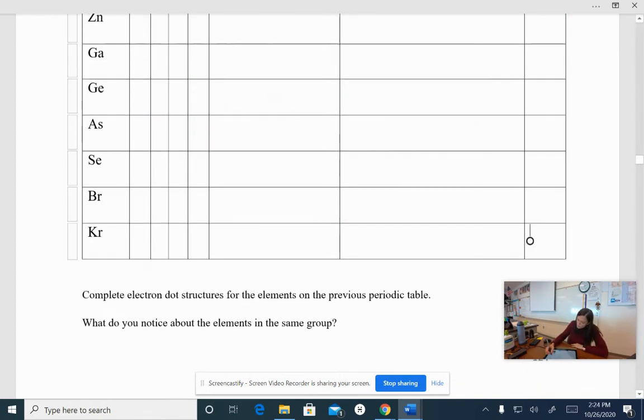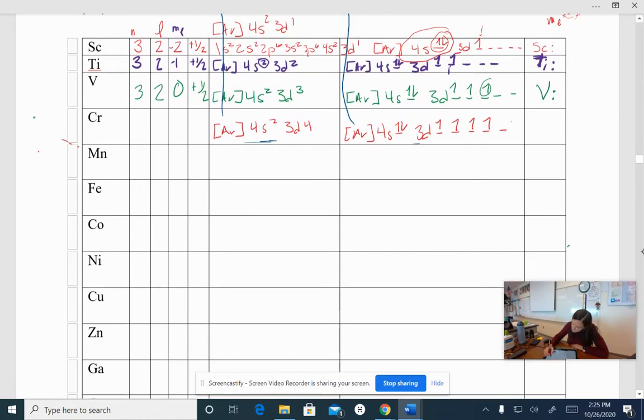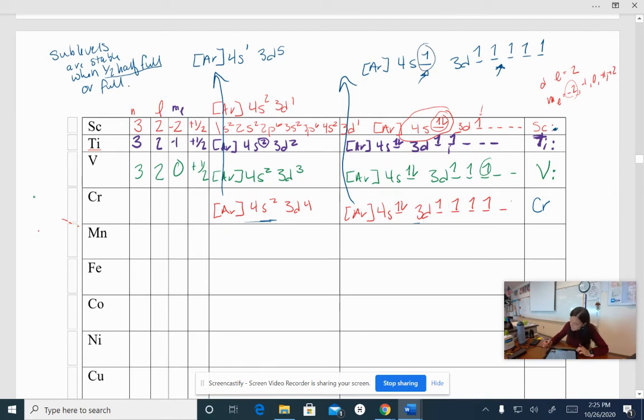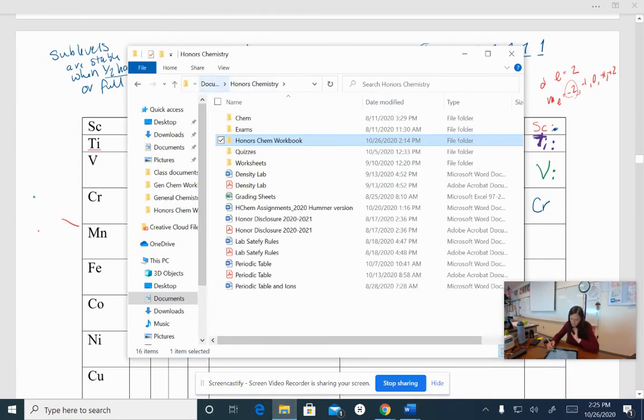So chrome actually ends up having a valence electron shell of just 1 because there's only 1 electron in that 4s. So let me show you something. Let's get out the periodic table really quick. Where is my periodic table? Here it is.